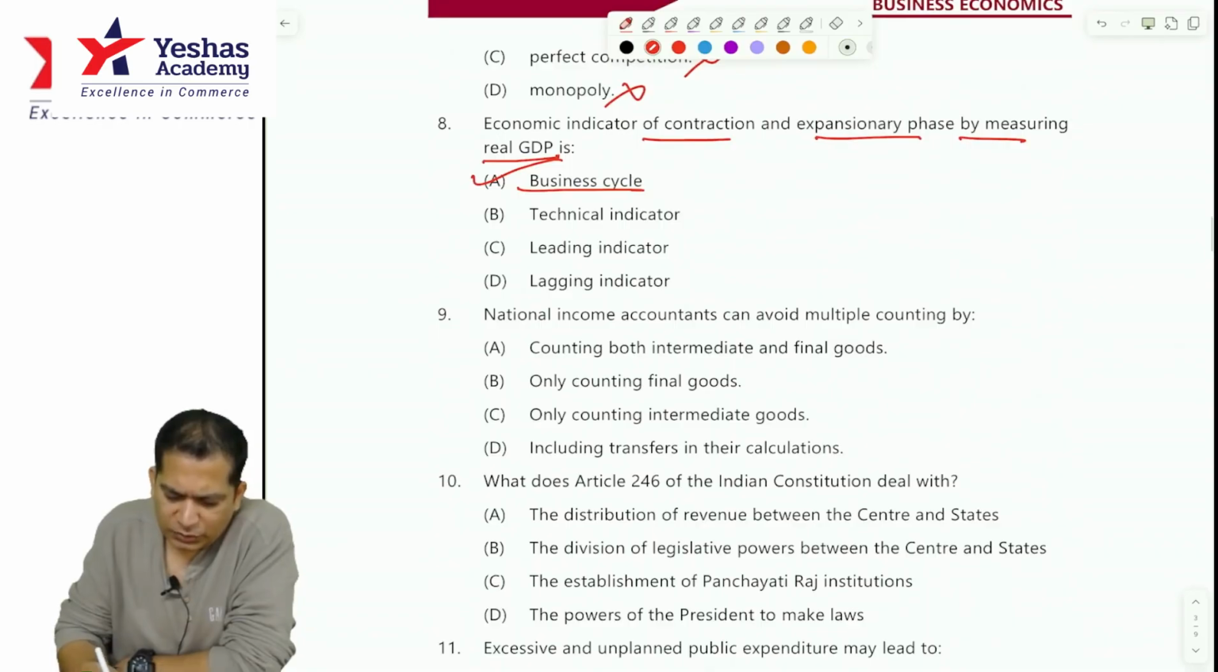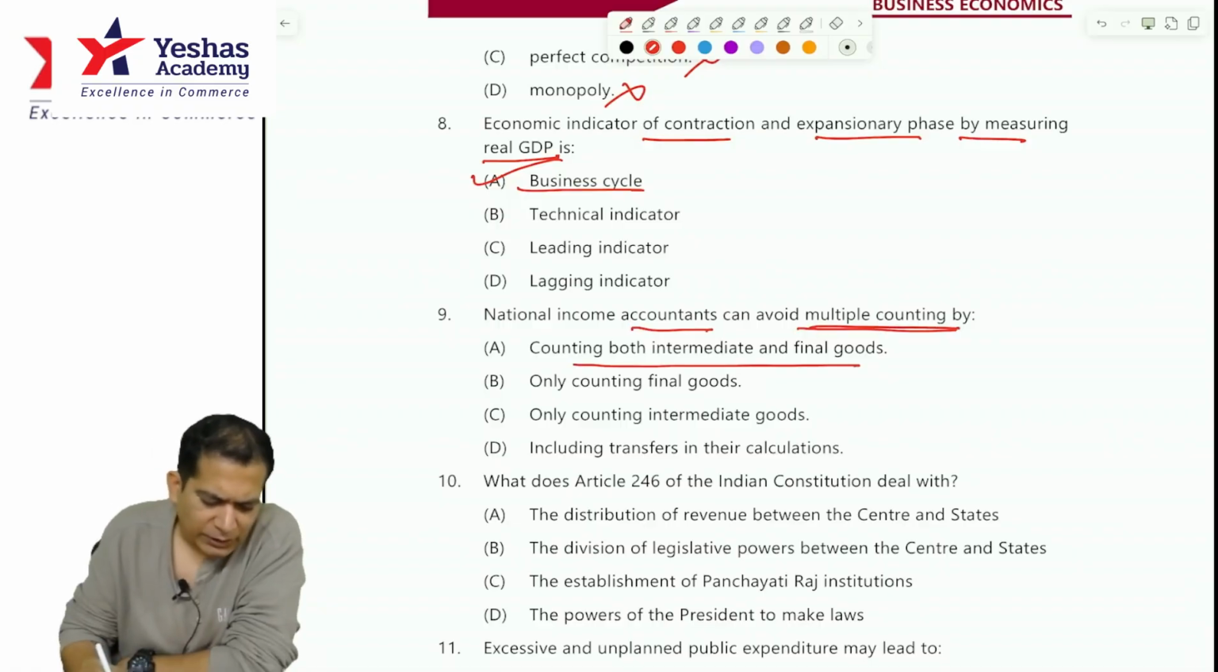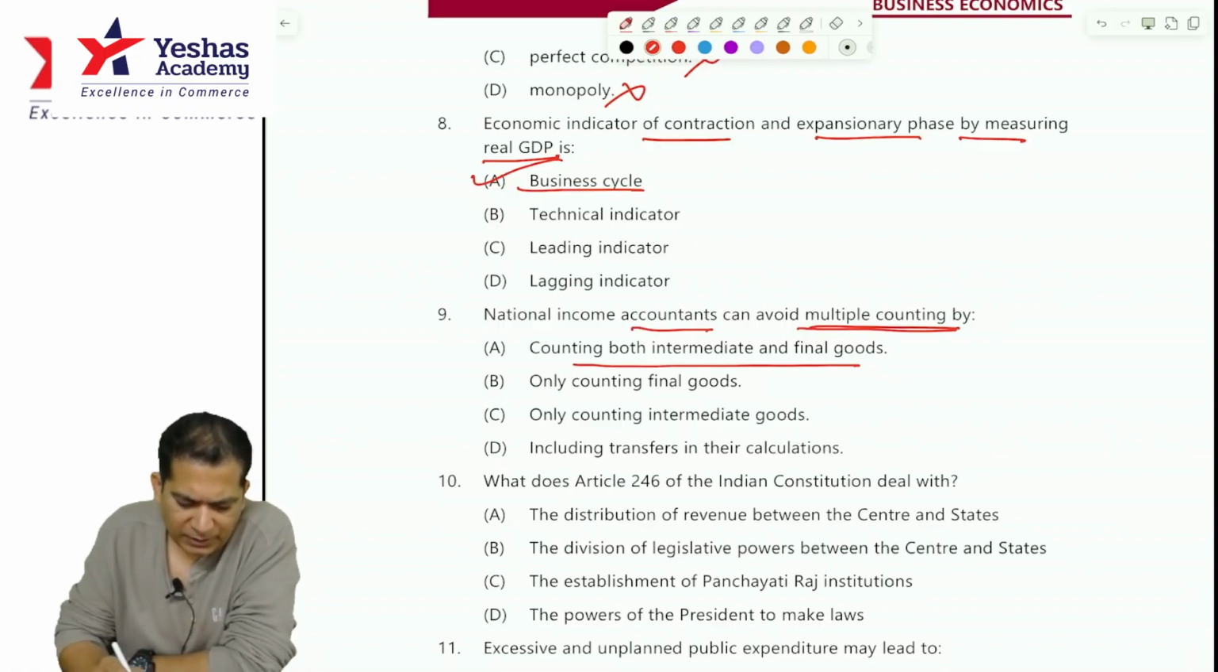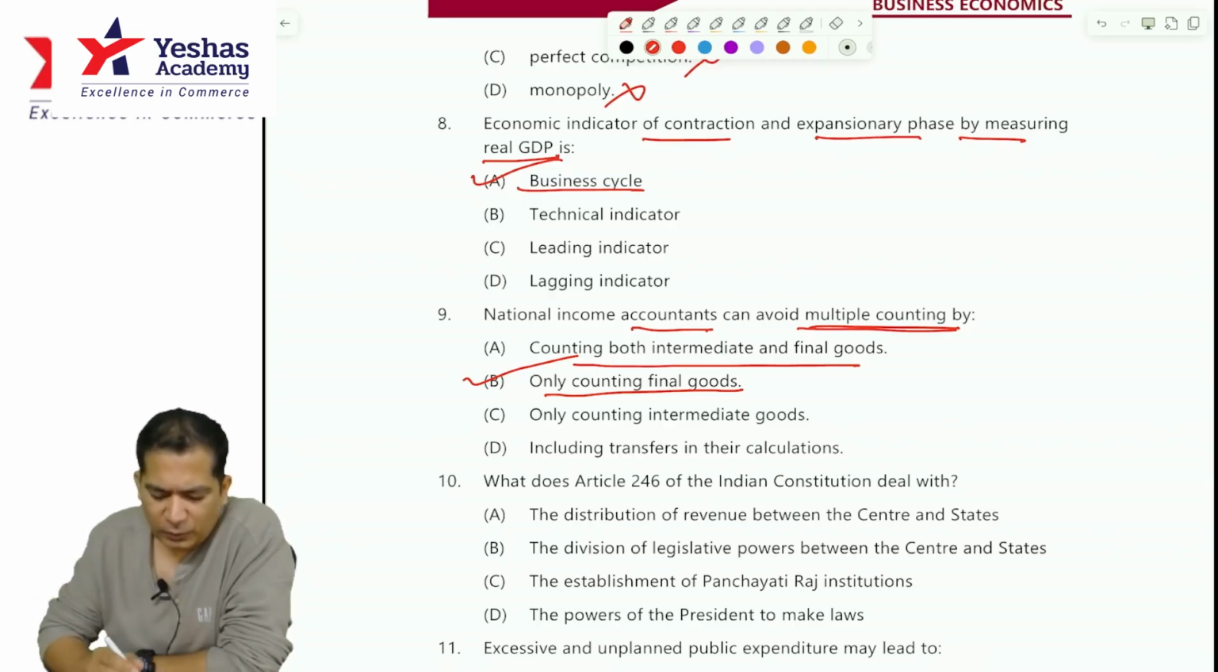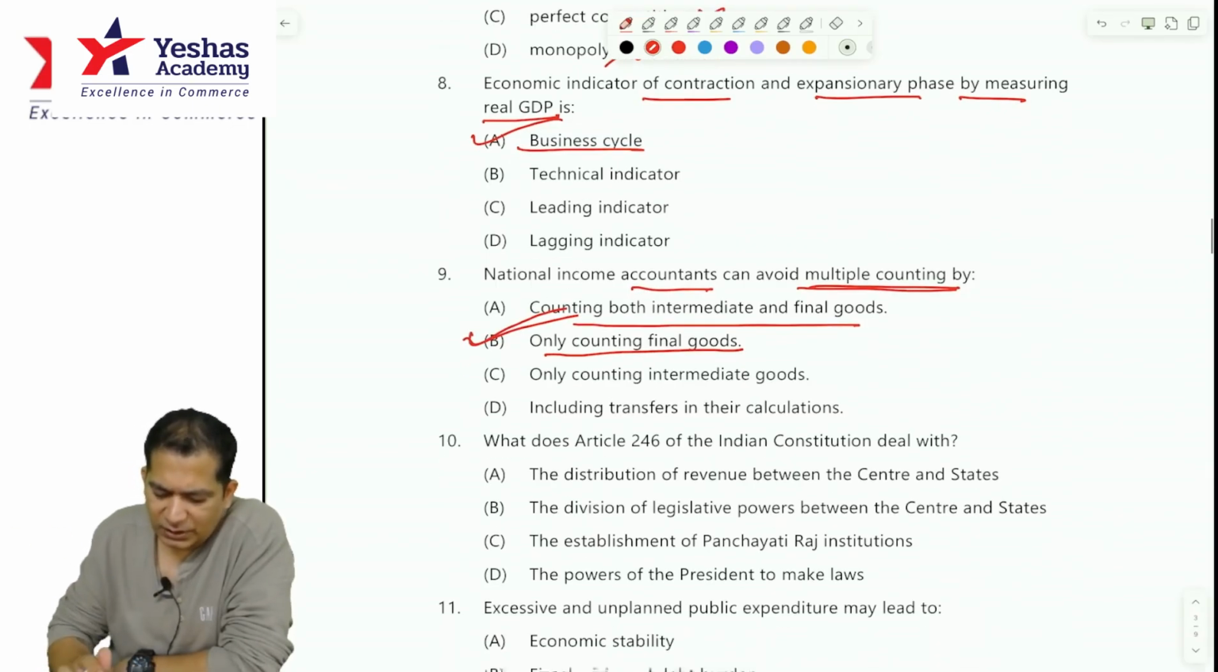National income accountants avoid multiple counting by counting both intermediate and final goods. Absolutely no, it will lead to a problem of double counting. Only counting final goods, yes. Alright, if you want to find out value addition, then in that case, from the total value of output, you have to deduct the value of intermediate goods. But if you want to find out the total value addition, either you add all the value addition done or you take the total value of output. So counting only final goods, intermediate goods, no.